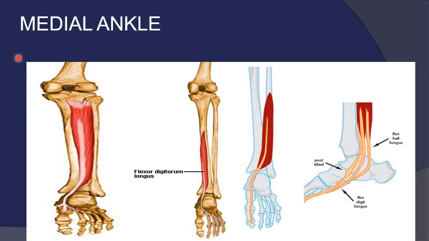Moving on to the examination of the medial ankle, we examine three tendons, which are the tibialis posterior, the flexor digitorum, and the flexor hallucis. The tibialis posterior tendon inserts into the navicular bone and medial cuneiform. The flexor digitorum tendon inserts into the base of the distal phalanges of the second, third, fourth, and fifth digits, while the flexor hallucis inserts into the base of the distal phalanx of the big toe.